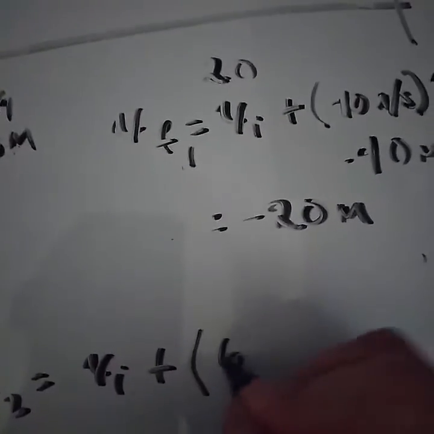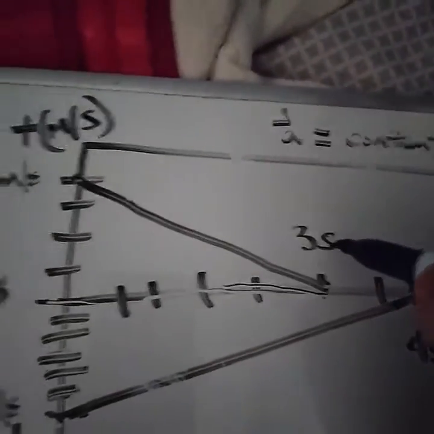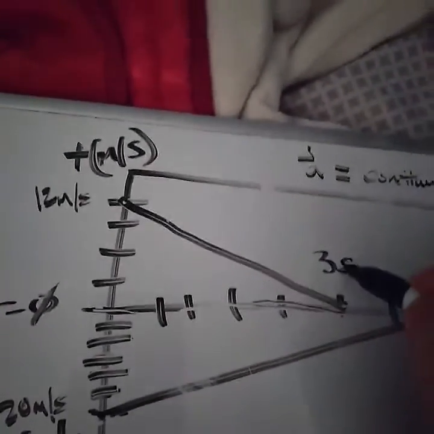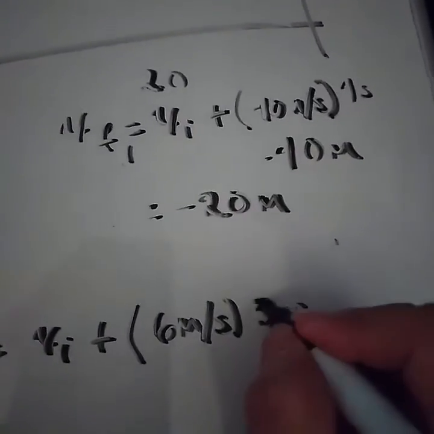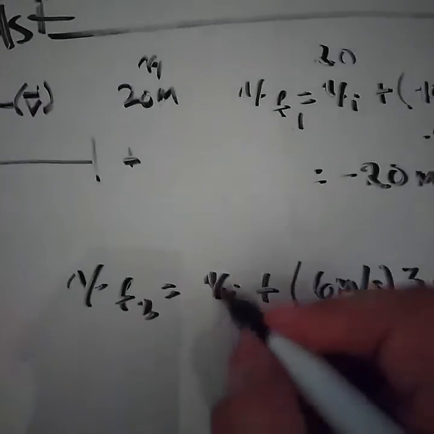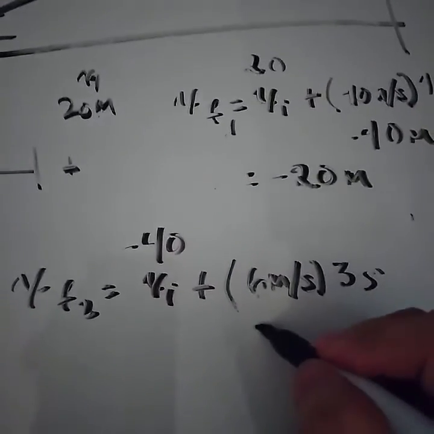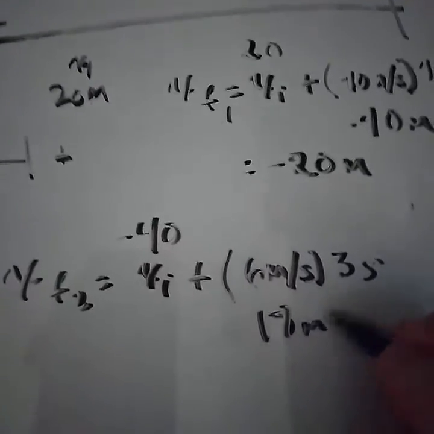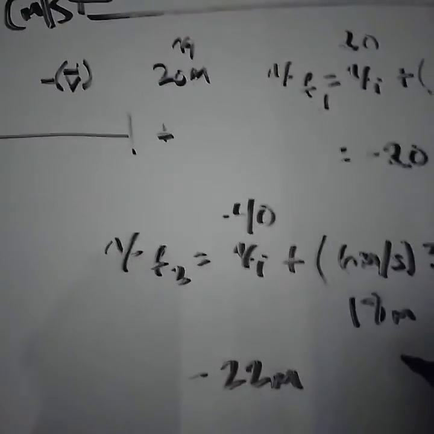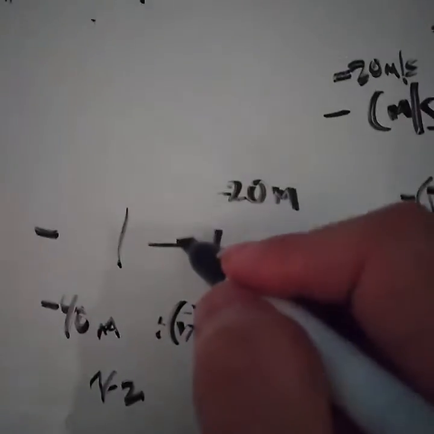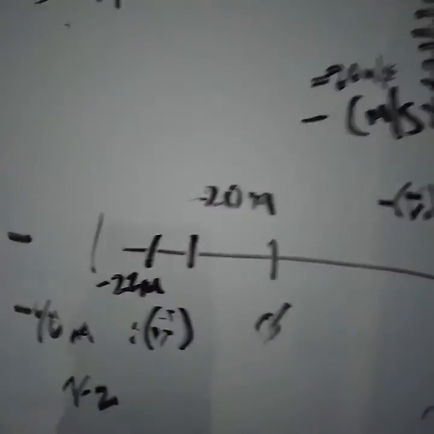So that becomes 6 meters per second as his average velocity, times his duration, delta t. His duration is 3 seconds. His initial position is negative 40, so this becomes 18. His final position is negative 22 meters. That means object 2 is going to stop right here, at negative 22 meters.